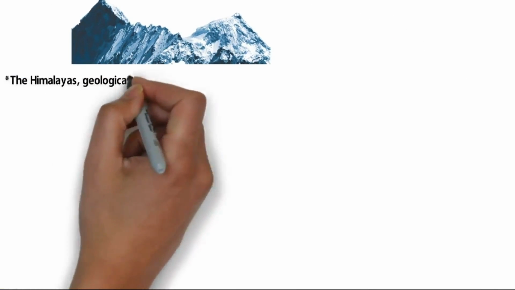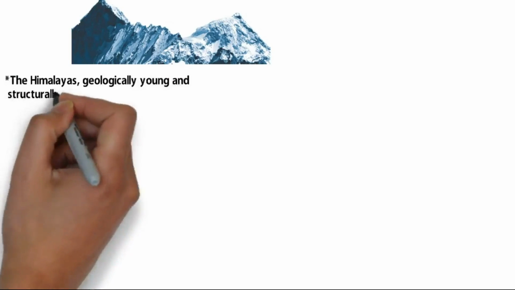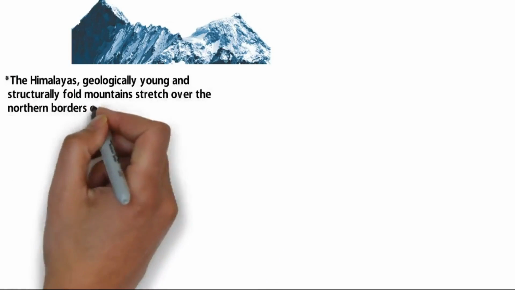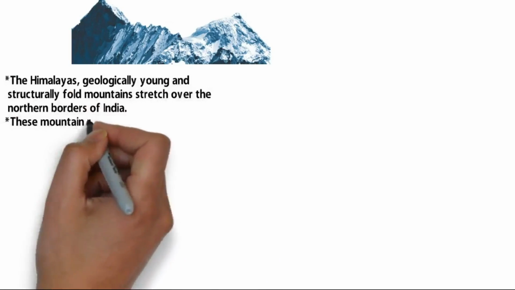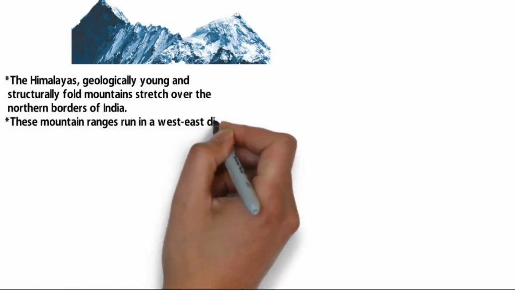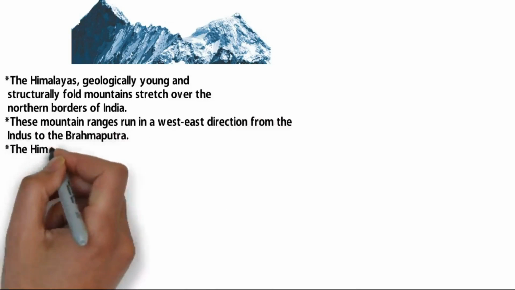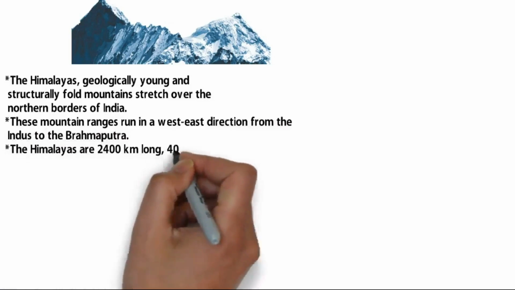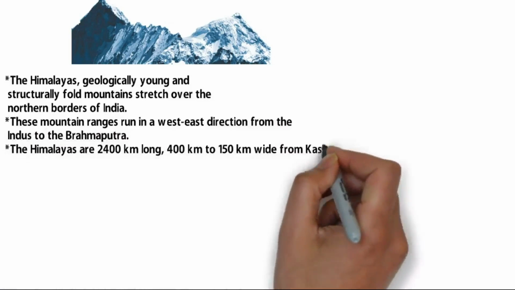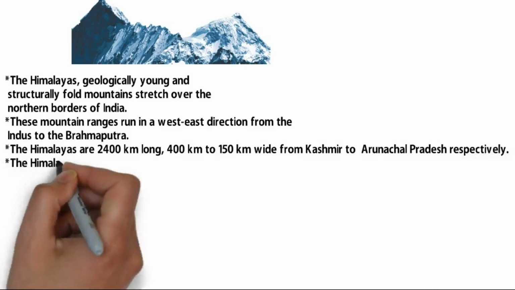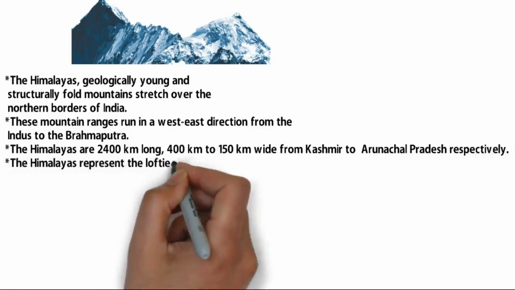The Himalayas, geologically young and structurally fold mountains, stretch over the northern borders of India. These mountain ranges run in a west-east direction from the Indus to the Brahmaputra. The Himalayas are 2,400 kilometers long, 400 kilometers to 150 kilometers wide from Kashmir to Arunachal Pradesh respectively.